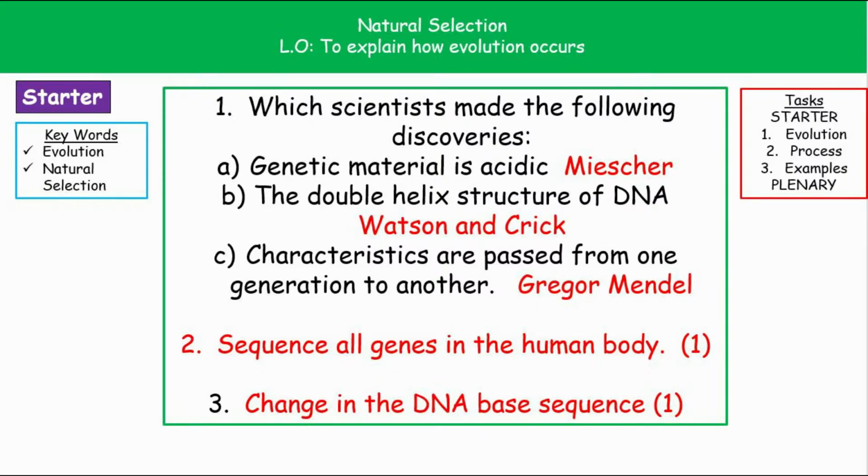Question 2. The purpose of the Human Genome Project was to sequence all genes in the human body. And for number 3, a mutation is a change in the DNA base sequence. So give yourself a total out of 5.